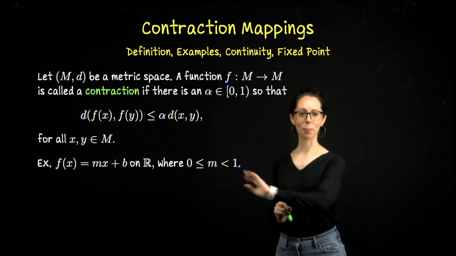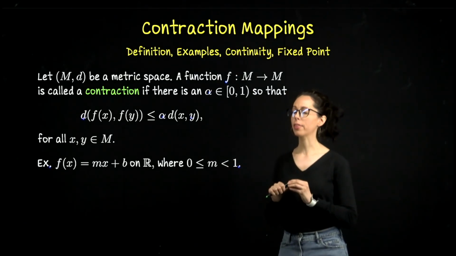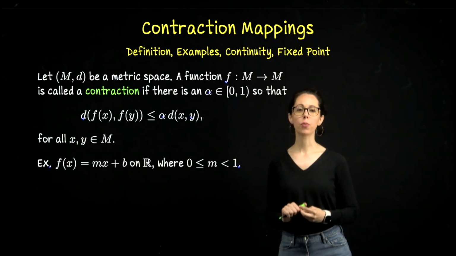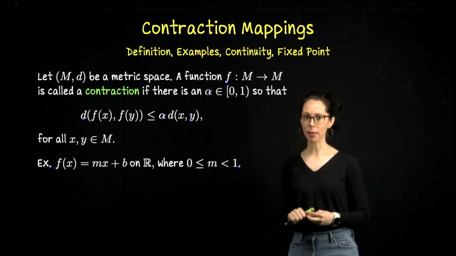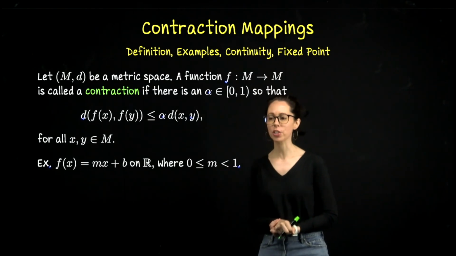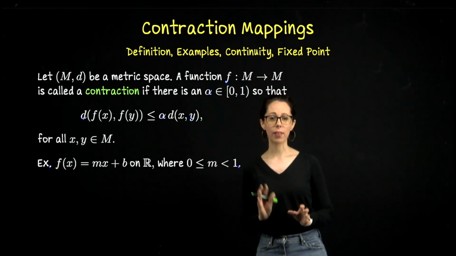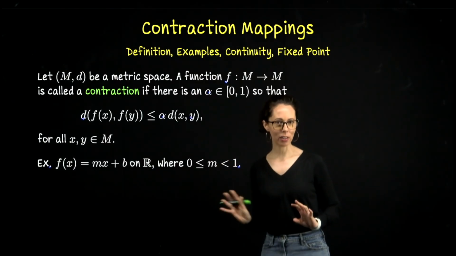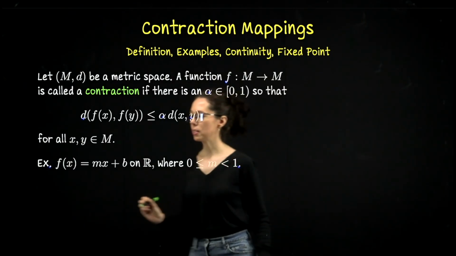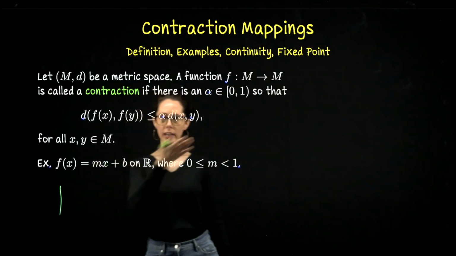Let's start with this example. We'll see a few examples. Let's start with functions from R to R of the form f of x equals mx plus b. So the graph of this type of function is a straight line in R2. And we will say that the slope of this line is between 0 and 1. In fact, we could make it strictly between -1 and 1 if we wanted to, but we'll just make this assumption. We'll check this inequality.